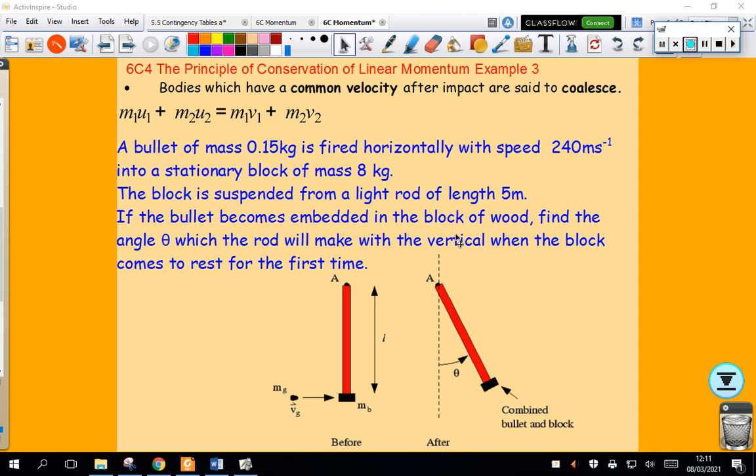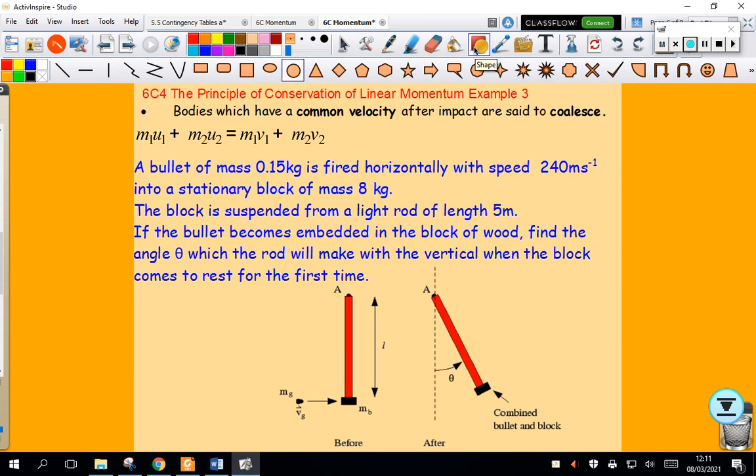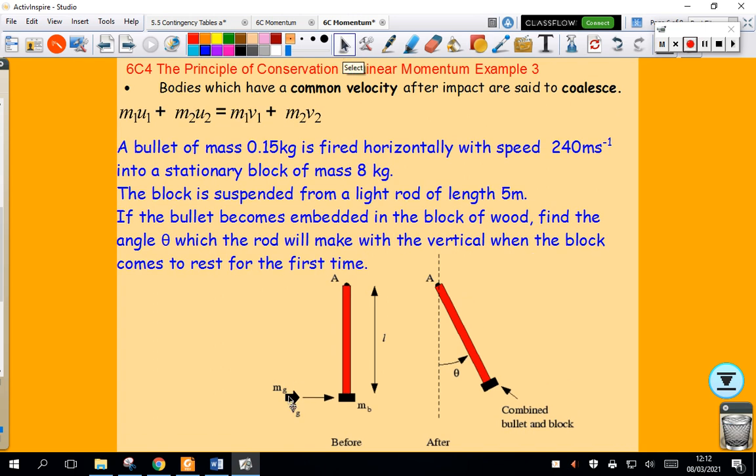So we've got a bullet of mass 0.15 kilos fired horizontally with a speed of 240 meters per second into a stationary block of mass 8. The block is suspended from a light rod of length 5. So I've got some kind of bullet down here, and that bullet gets projected, it gets shot out, and it goes and hits the rod and gets embedded in the rod. And together then, the bullet and the rod swing up. They'll rotate around to some point and they'll stop eventually, and then they'll come back down.